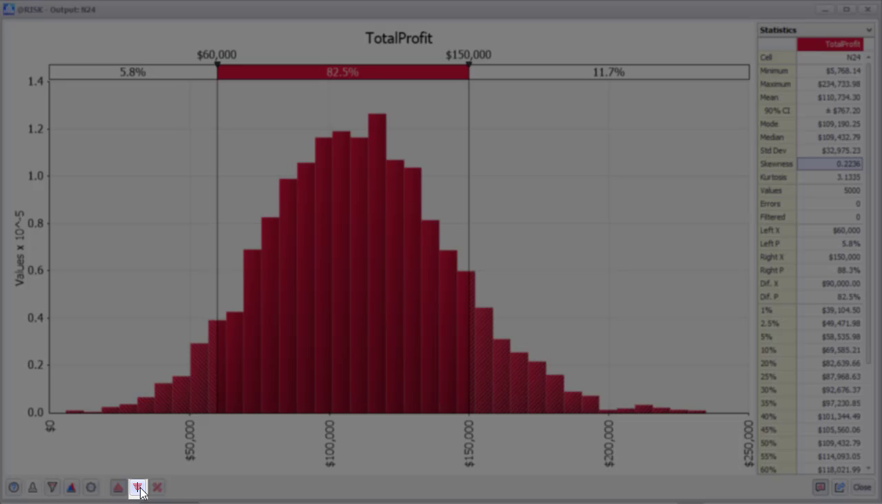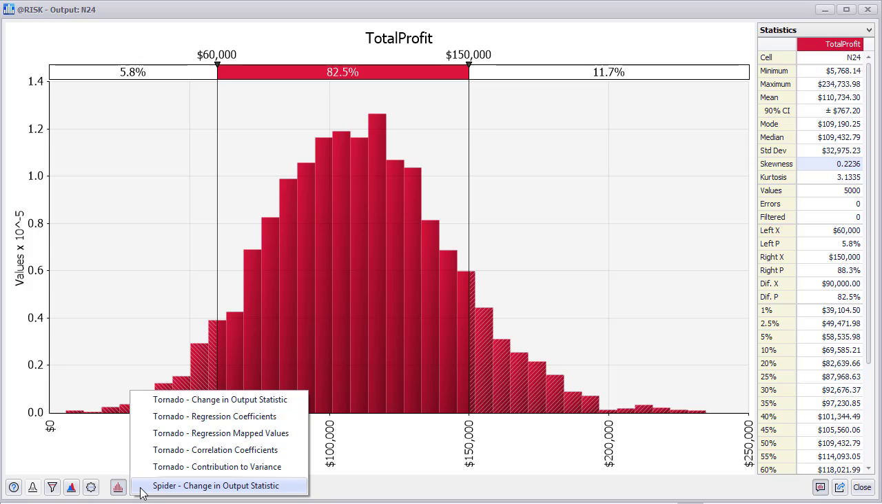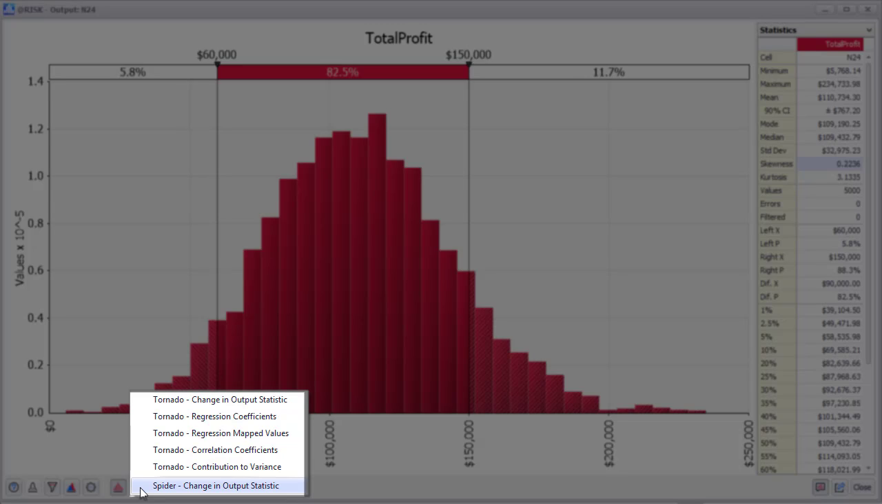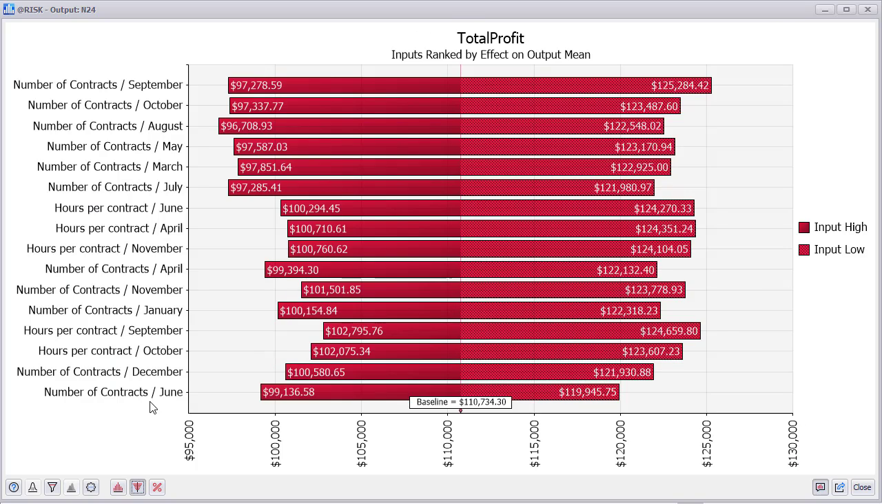64. Now, click on the sensitivity view icon on the lower part of the graph ribbon. You will see that @Risk displays 5 different types of tornado charts. 65. Select the first tornado, change in output statistic. The following chart appears. This tornado chart so far will not help us too much on interpretation.